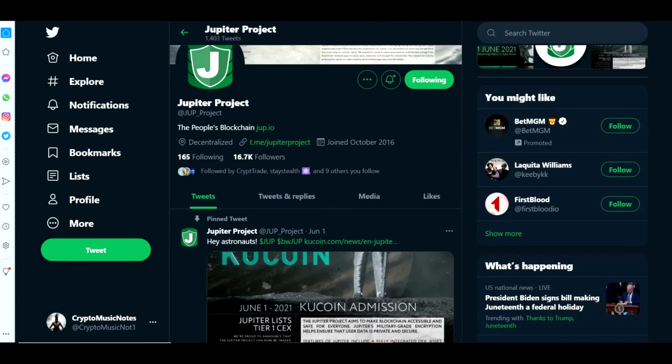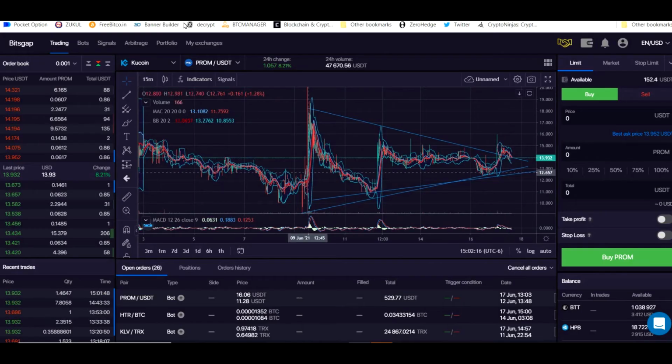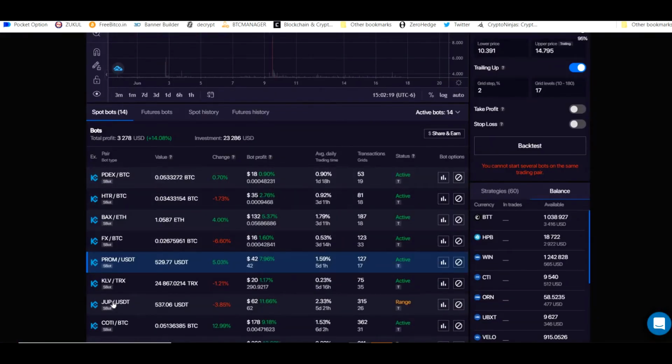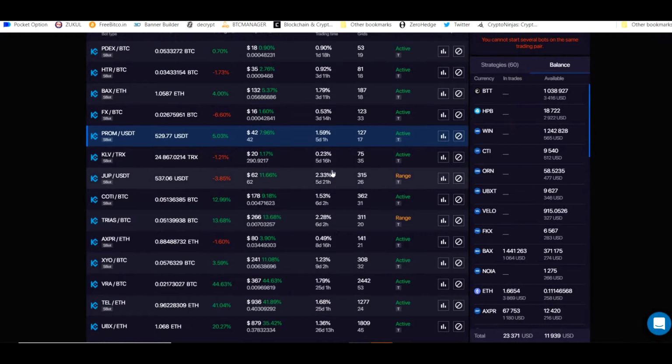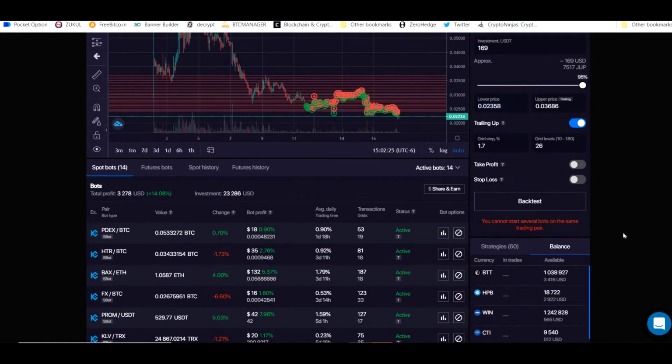Let's head over and take a look at the bots. So here's the JUP bot, USDT. We are out of range right now, so we're going to need to reset that. Now, one thing I want to say is with these cash bots, say you're doing a $1,000 cash bot challenge, right?